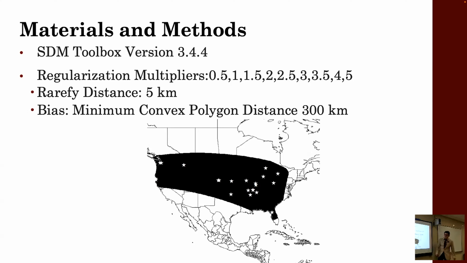I then ran everything using SDM Toolbox in MaxEnt. I ran it with a bunch of different regularization multipliers to help fit the model. I rarefied all my occurrence points at 5 kilometers, so no one sampling location took over the data. And then I also did a bias layer to restrict where the model was selecting pseudo-absences from. After that, I produced these two models.